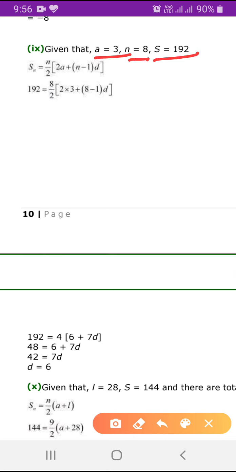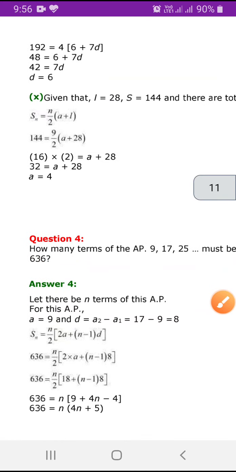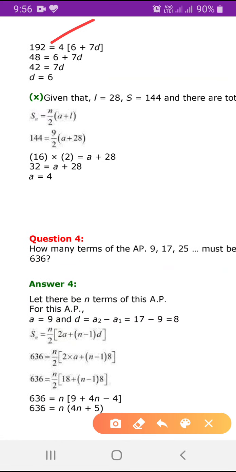S means Sn. Put Sn equal to n by 2 into 2a plus n minus 1 into d, putting all these values, and after that we get 192 equal to 4 into 6 plus 7d, 48 equal to 6 plus 7d, 42 equal to 7d. After dividing 42 by 7, d equal to 6.